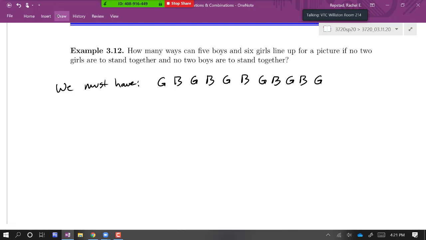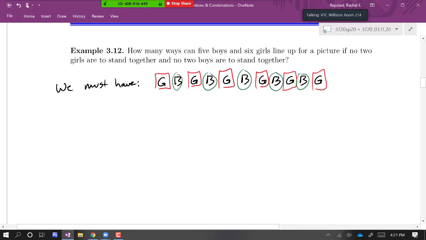So I know these places here have to be for each of the girls, and these places here have to be for the boys. That part is fixed. I can't change that. So the only choices I have to make are how to arrange the 6 girls in those spots. Imagine that the boys are not even there, and I just want to take the 6 girls and arrange them, right? Put them in a line. How many ways could we arrange those 6 girls?